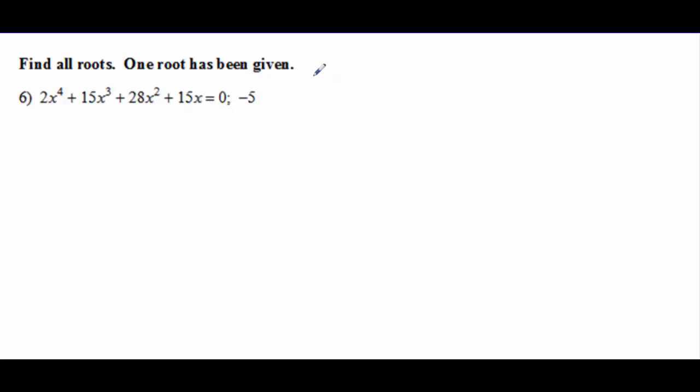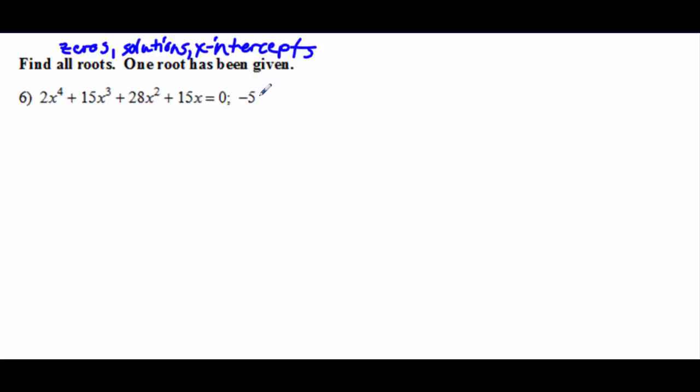Find all the roots. One root has been given. So this is a very similar problem. The other problem we stopped when we knew what the factors were, but this one we want to find the roots, which means the same as zeros or solutions or x-intercepts. All of these words mean the same thing, and it means that I'm going to go a step farther than what I did on the last problem, and I'm going to set things equal to 0 and solve.